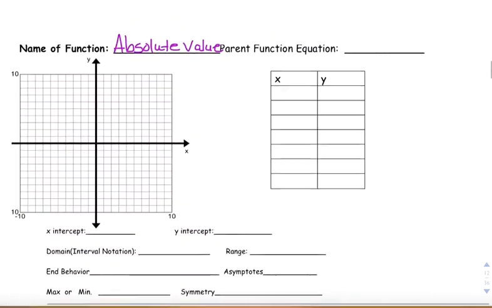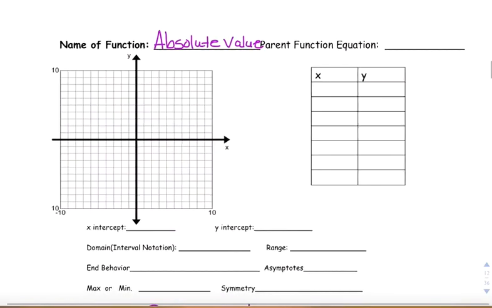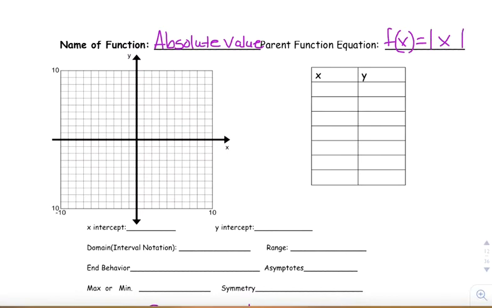The next one we're going to look at is absolute value. So this might be the first time you've seen the absolute value parent function. Its equation is the following. F of x equals absolute value of x. That's how we read those vertical bars. Think of absolute value as distance, but first let's go ahead and still use the same values, -3, -2, -1, 0, and then 1, 2, 3.